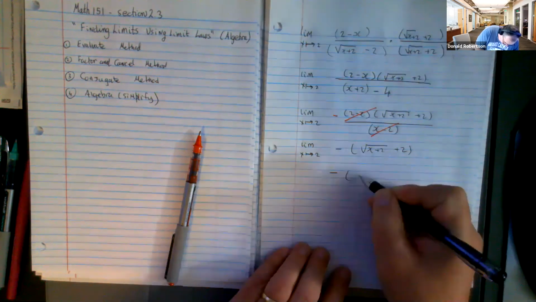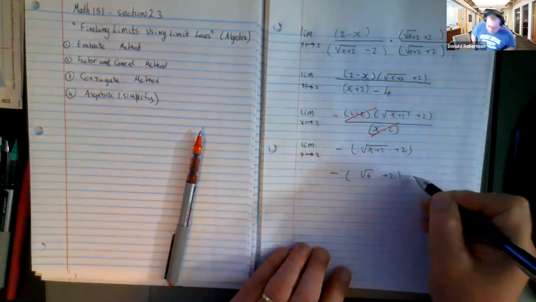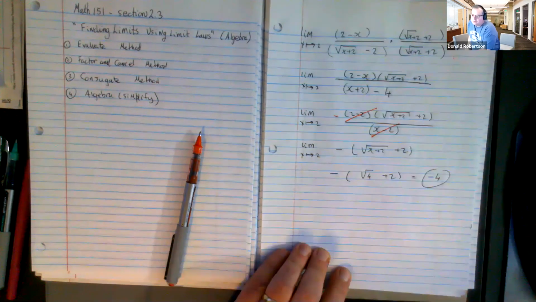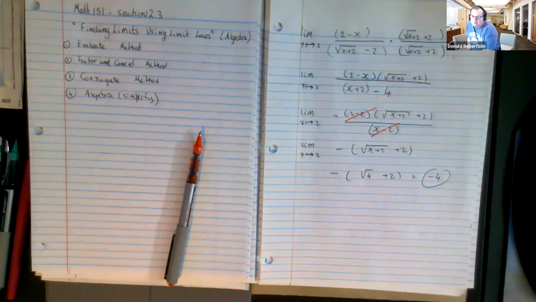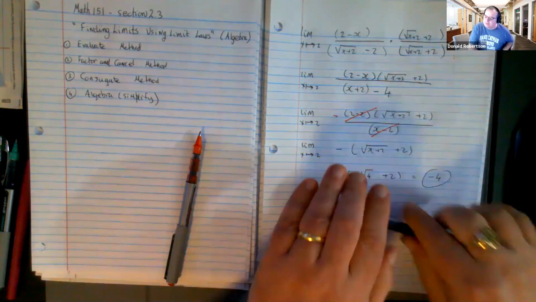Square root of 2 add 2 is the square root of 4. 2 add 2 is 4. The answer is -4. So we have found the limit to that ugly fraction.